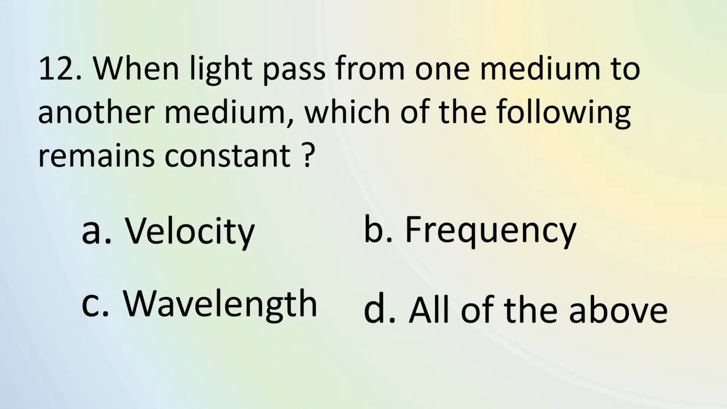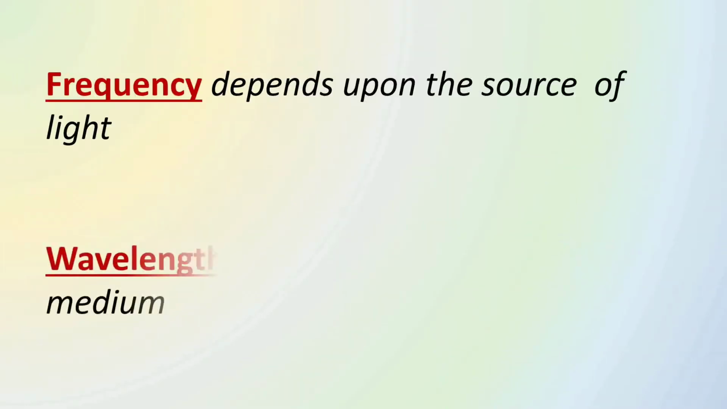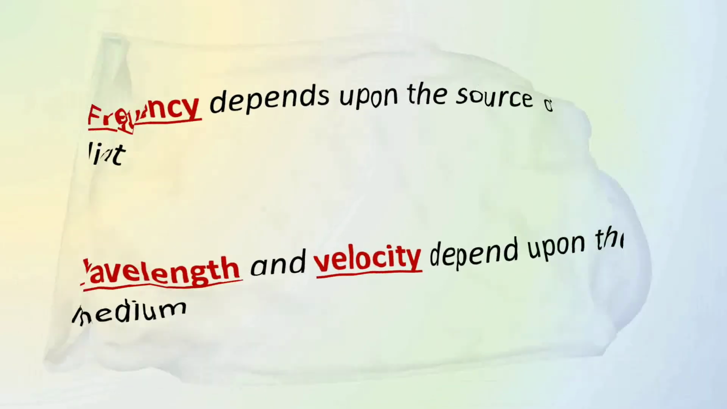When light passes from one medium to another medium, frequency remains constant because frequency depends upon the source of light, whereas velocity and wavelength depend upon the medium through which it is passing.